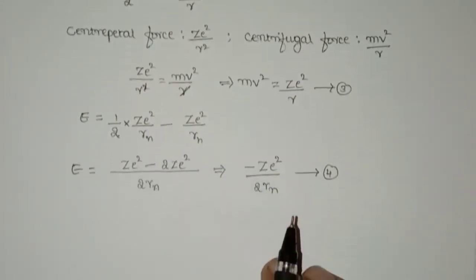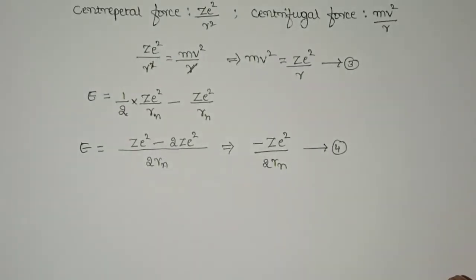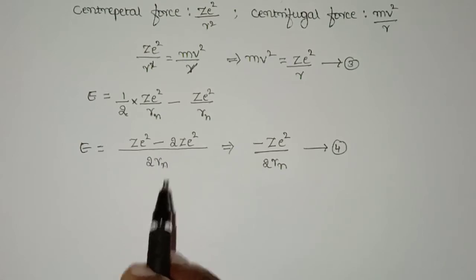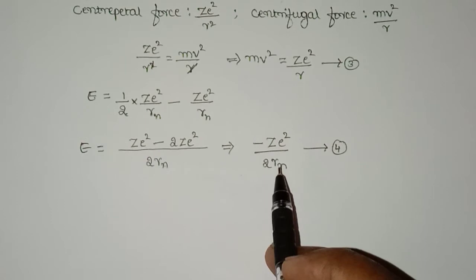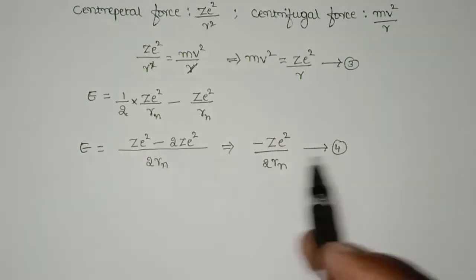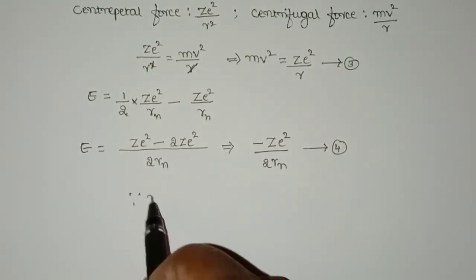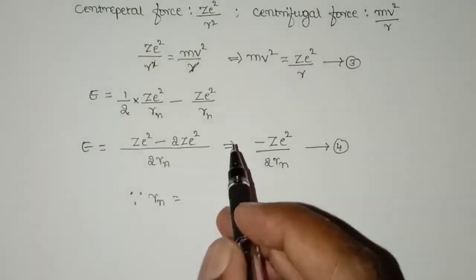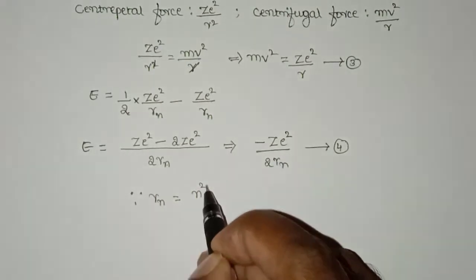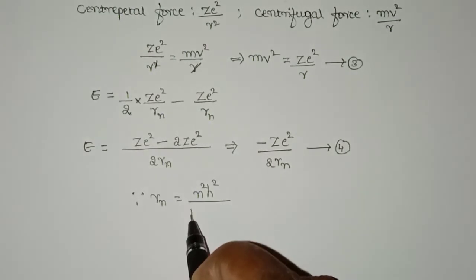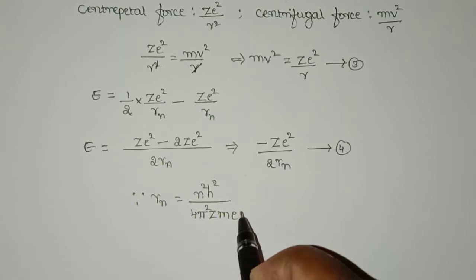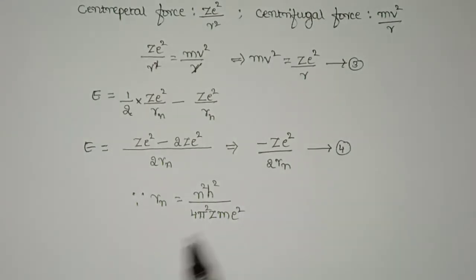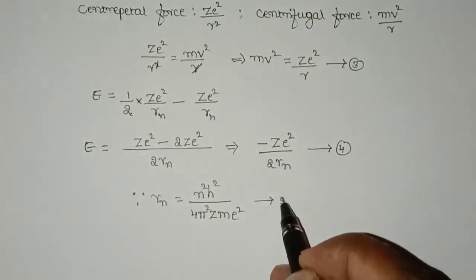And now we shall continue further for calculating the expression for energy. And here we can notice that rn is there. We know that rn is the radius of the nth orbit, right? So since rn is equal to n square h square divided by 4 pi square Z m e square, this is the value of rn, and let me consider this as equation number 5.